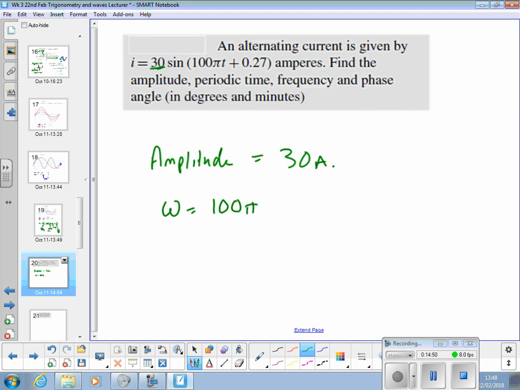The number in front of t, therefore, 2 pi f equals 100 pi, so f equals 50.